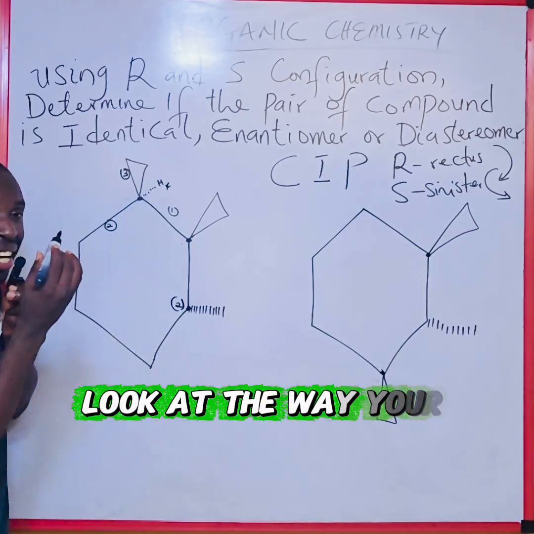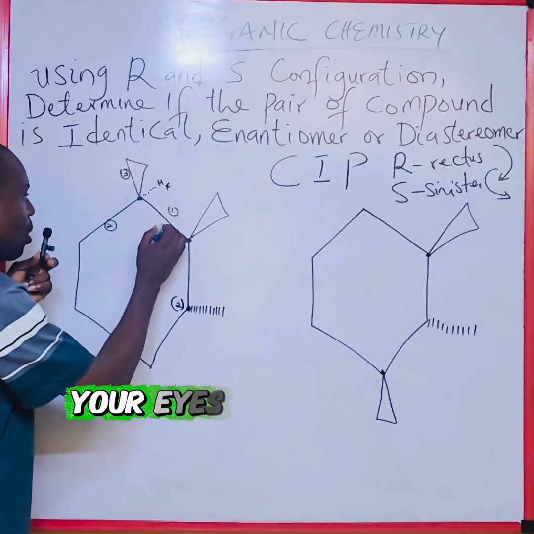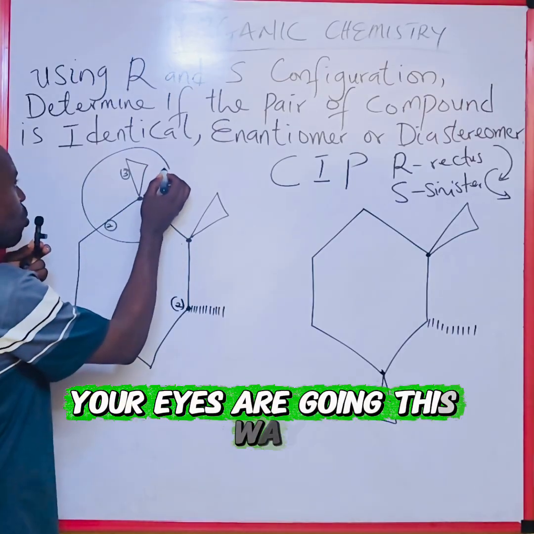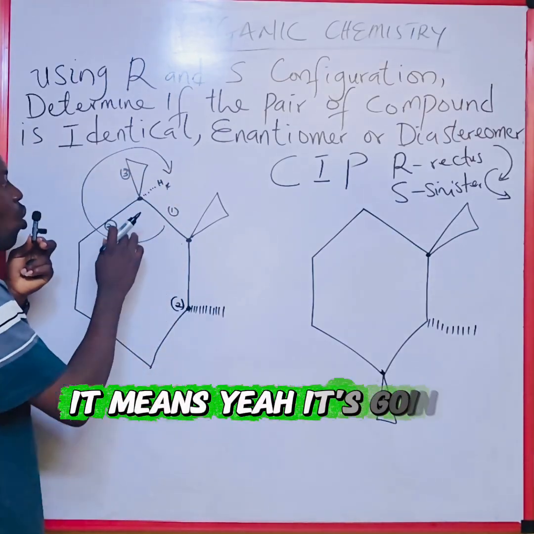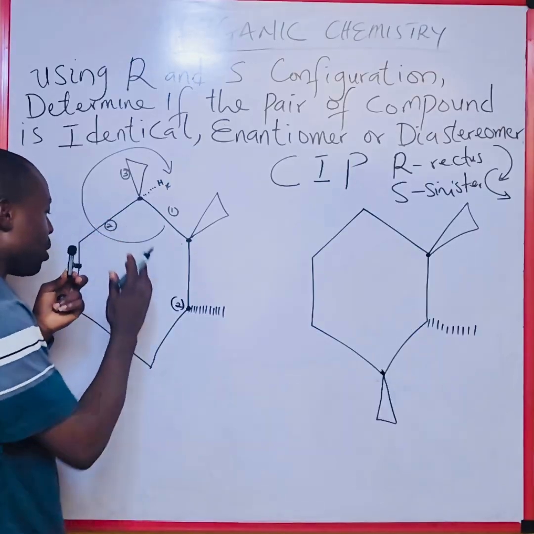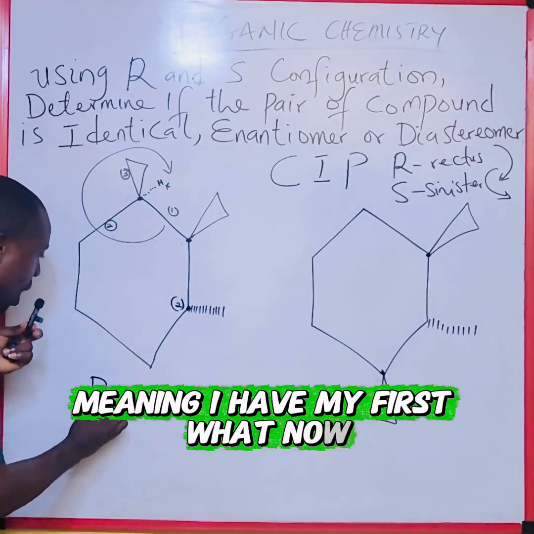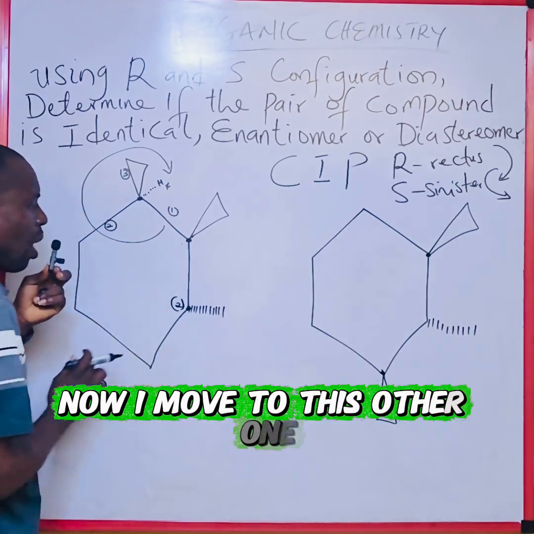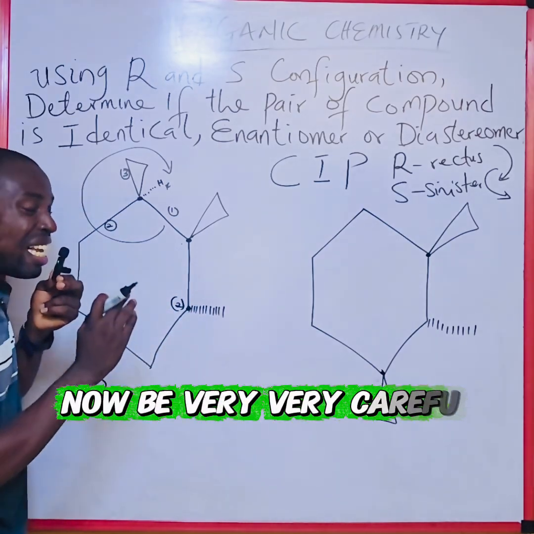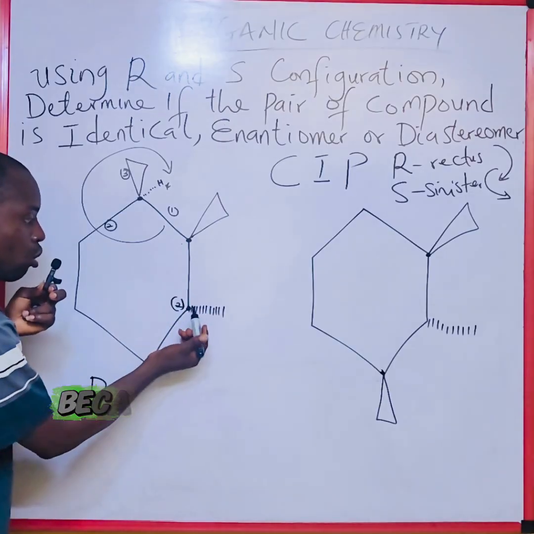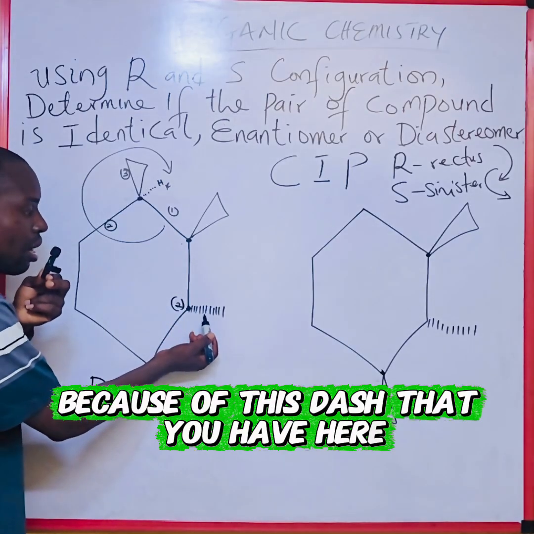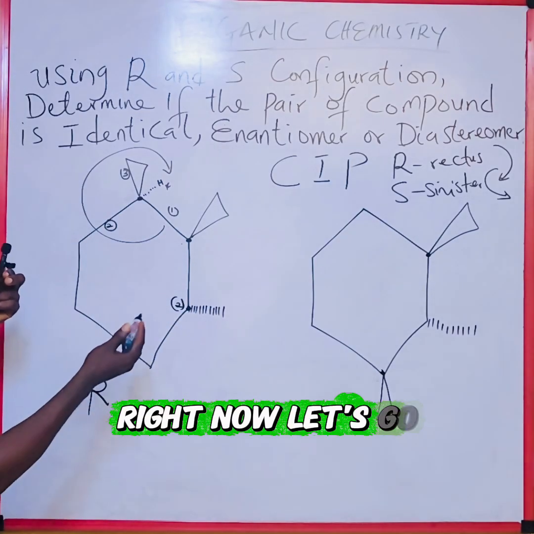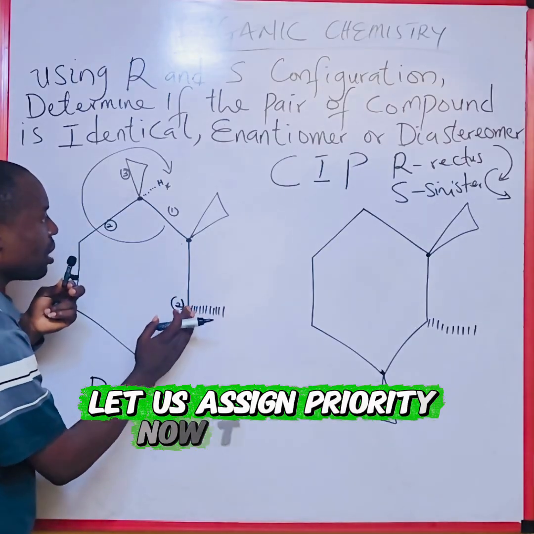If you look at the way your eyes are going this way, meaning it is going in a clockwise direction, meaning I have my first what now? Arrow here. Now I move to this other one. Now be very, very careful with this particular molecule, because of this dash that you have here, right? Let us assign priority now to this side.